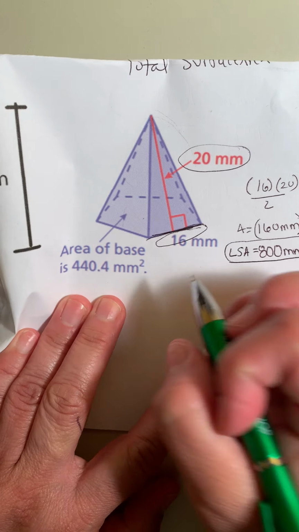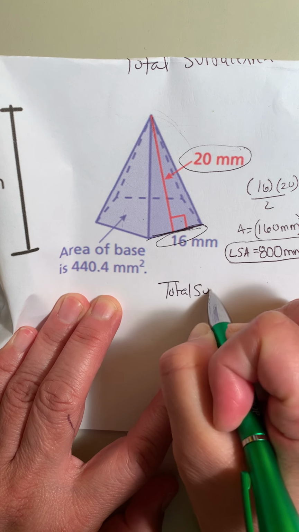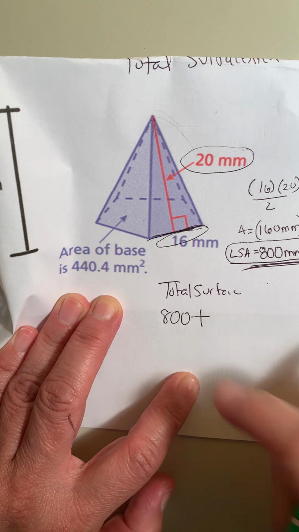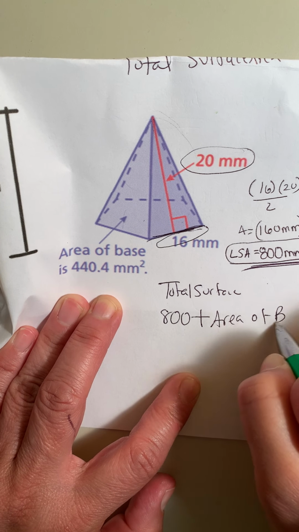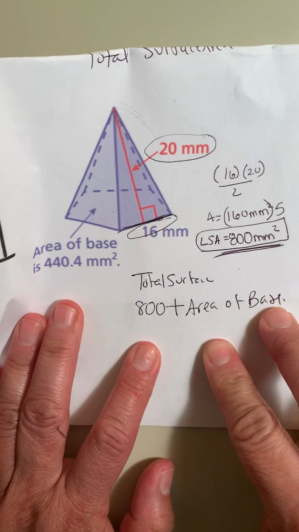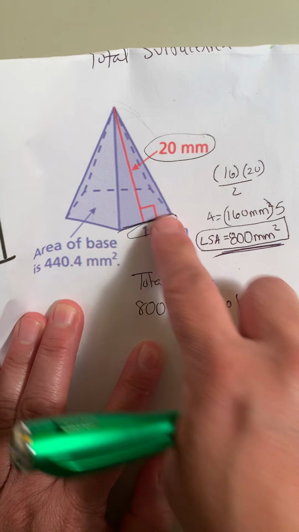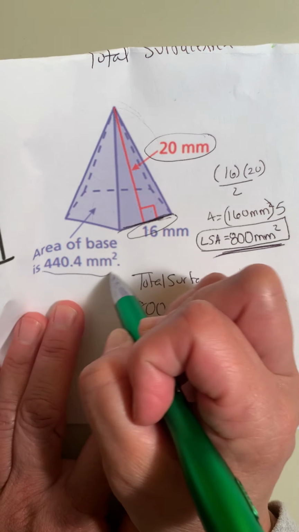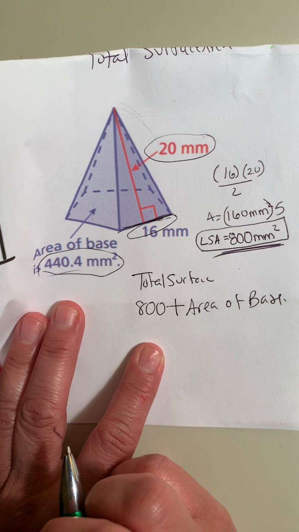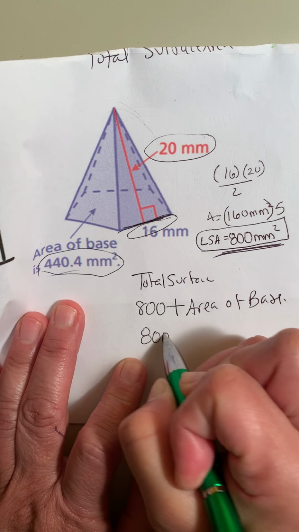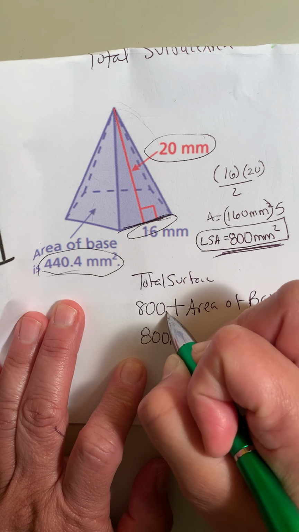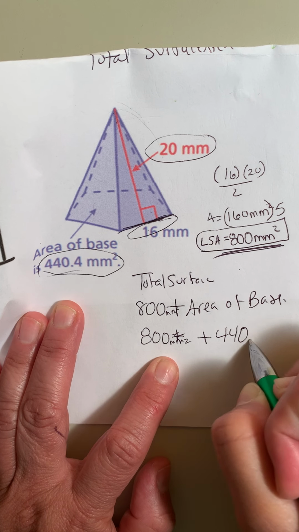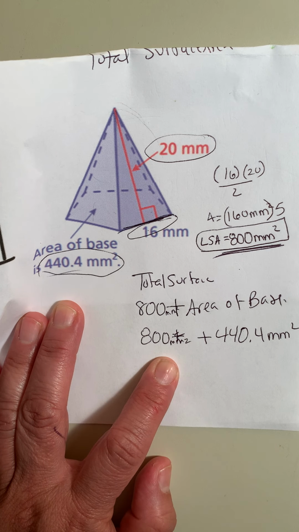Okay, so now if I want to find the total surface area, that is going to be all of the sides, which is 800, plus the area of the base. So let's see what kind of shape the base is. Well, the base is a pentagon. I remember there was a whole formula we did with that, but it already tells me that the area of the base is 440.4 millimeters squared, sorry. Plus 440.4 millimeters squared.